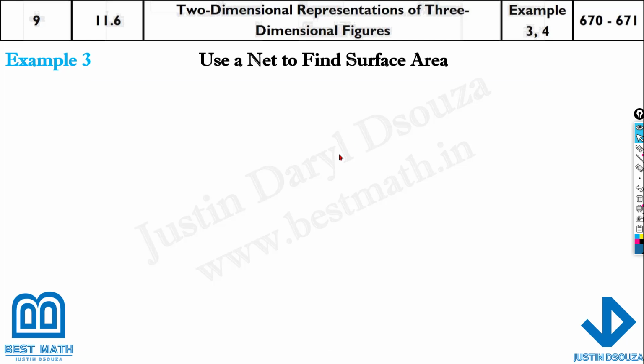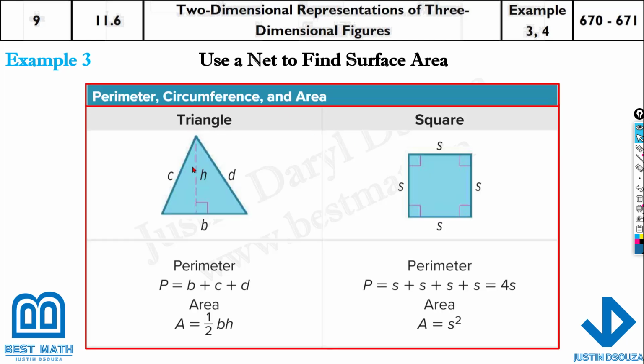Now, what about when they have given you a net, how do you find the surface area? A net will be given, and it'll be two-dimensional. When you open up the three-dimensional object, it becomes two-dimensional, right? We need to know basic things like the perimeter and the areas of each. What is the area here? The vertical height, not the horizontal, is the base. It's half times base times the vertical height, not the slanted height. That is the area. This is very important.